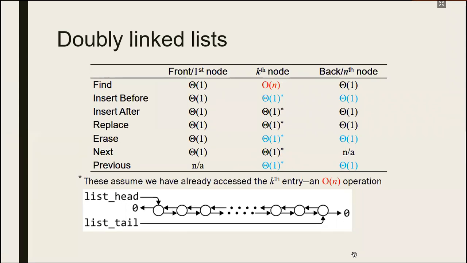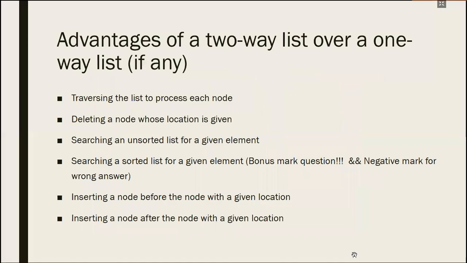Then we have the advantages of the two-way linked list over the one-way. We have seen that a linked list can be a double linked list, which means that one node is pointing to its previous node and its next node, and in a single linked list, it only points to the next node. So what is the advantage? First of all, if you have a double linked list, traversing the list, or deleting, searching or inserting, every operation becomes much easier. So in short, if you have a double linked list, you can easily traverse, delete, search, and insert any element. Yes, Shafi, go ahead.